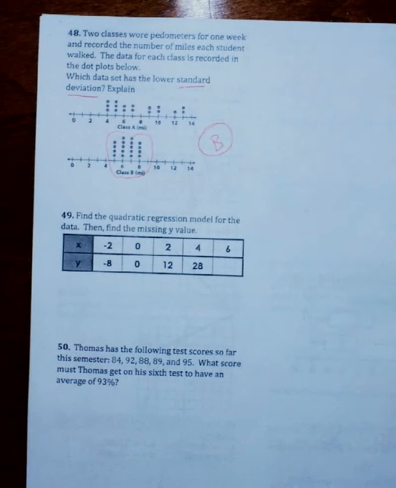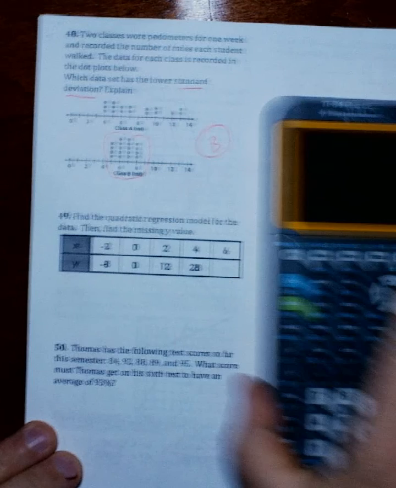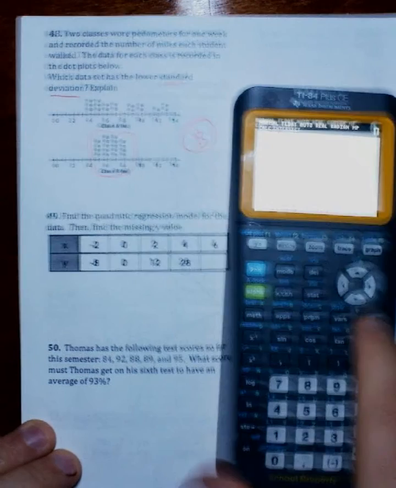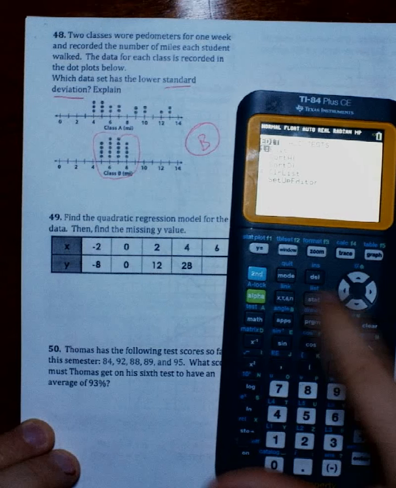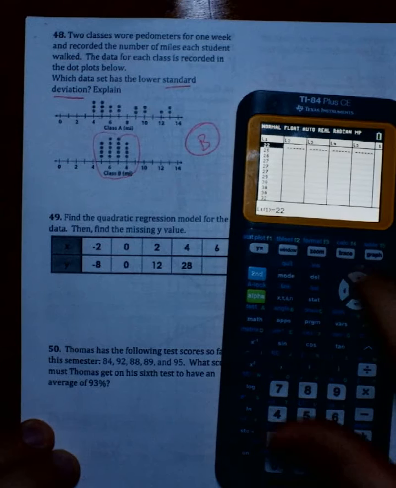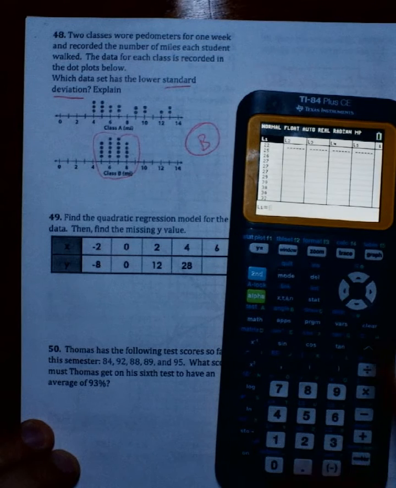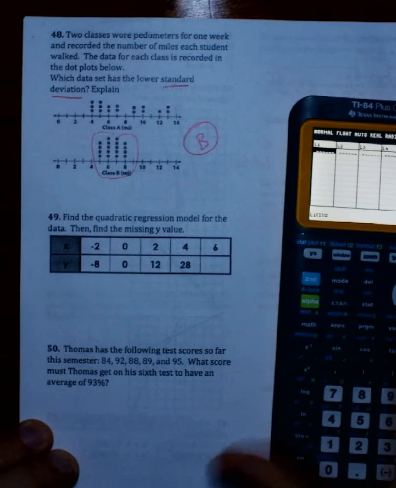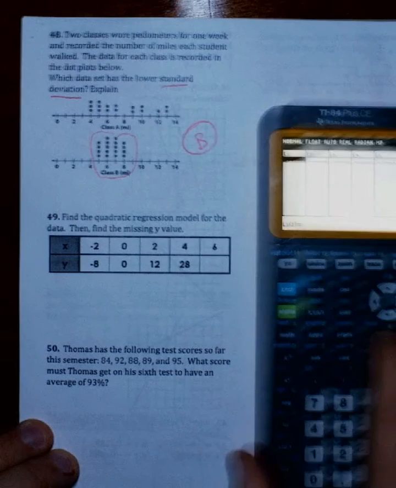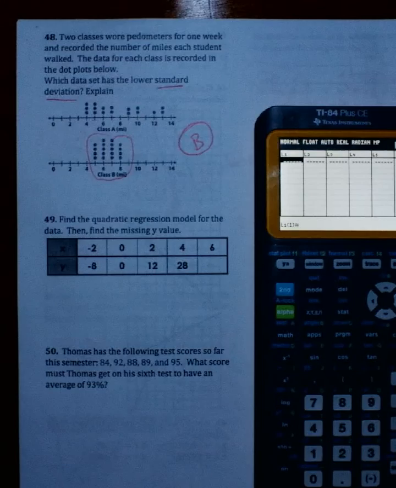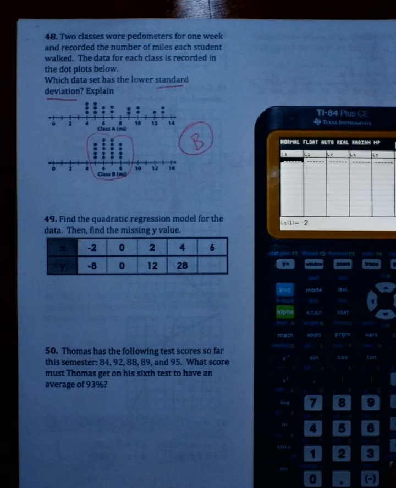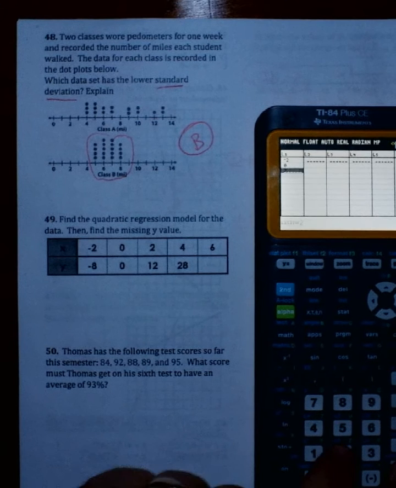Number 49. Find the quadratic regression model for the data. Then find the missing y value. So here's how I would do this. I'm going to start by entering these values into my list. Right now I'm going to clear the list that I have in there, and I'm going to make list 1 my x values. So that's going to be -2 and 0 and 2 and 4.